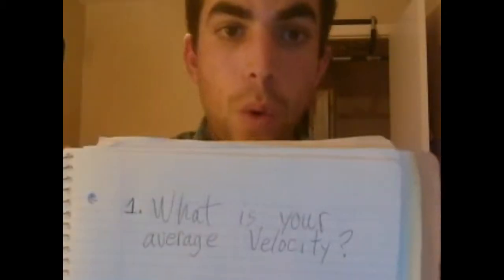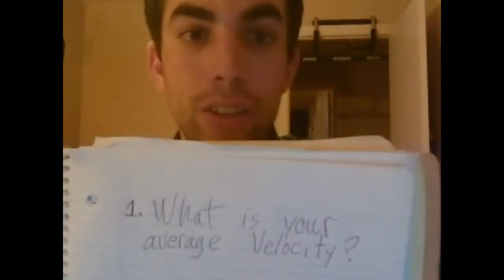This is a video run through of your homework. Question 1 is, what is your average velocity? And we answer this pretty simply. In class you should have learned that your average velocity is equal to the total distance you traveled divided by the amount of time it took you. So say that you went 60 miles in 1 hour, your average velocity would be 60 miles per hour.